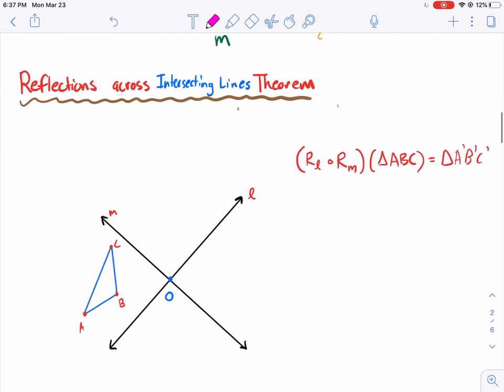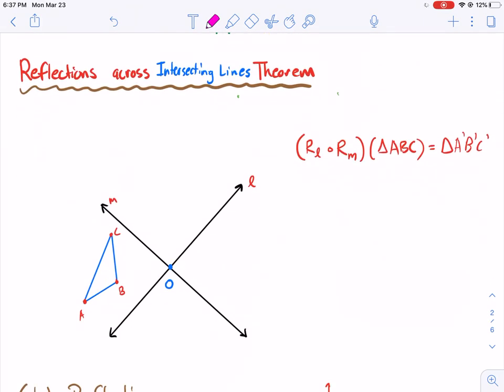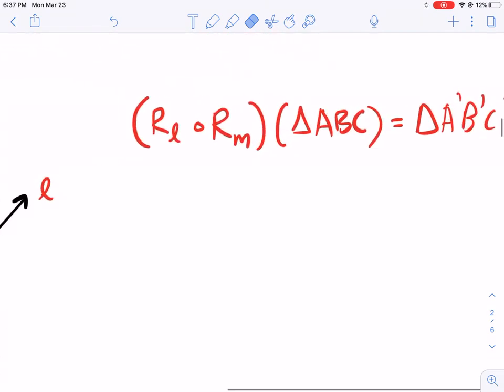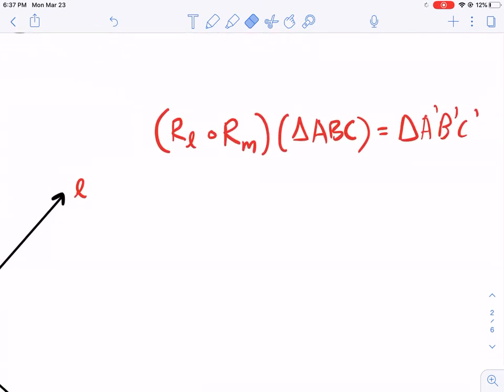So let's go ahead and look at our second example, or our second case. So reflections across intersecting lines theorem. So now we don't have parallel lines, we have intersecting lines. Again, we have a composition here of functions. Which one do we do first? We're always going to do this one first.